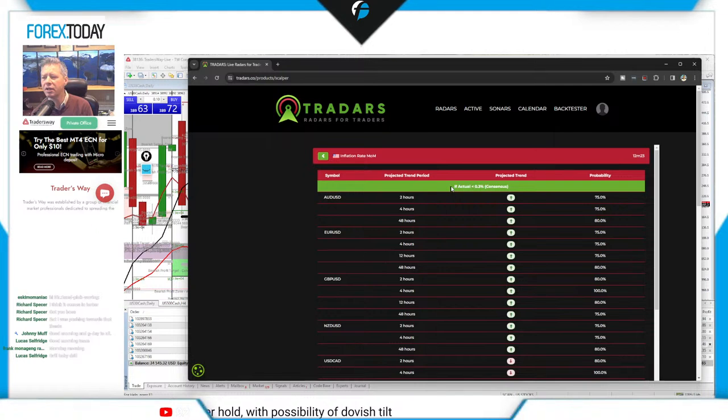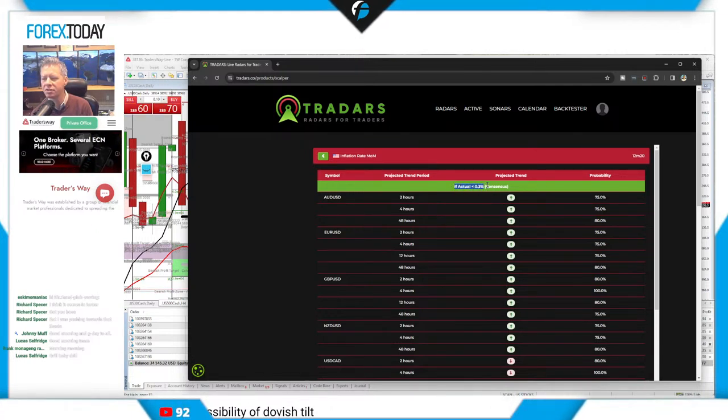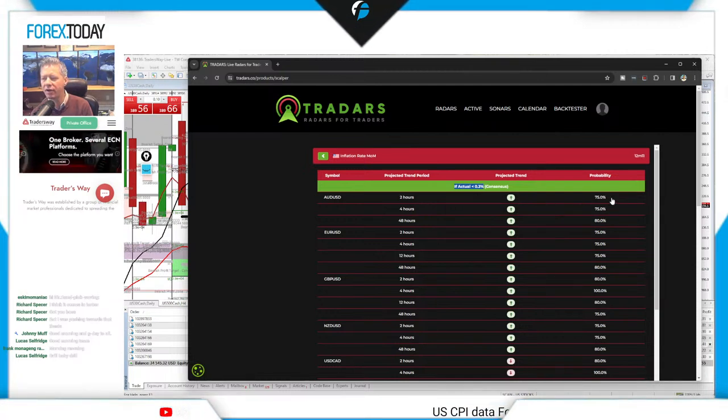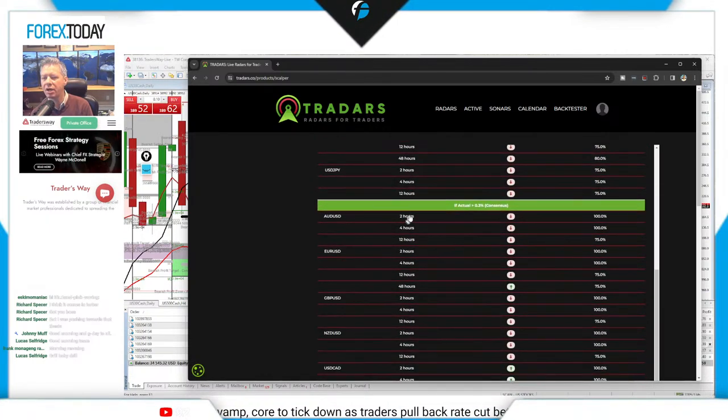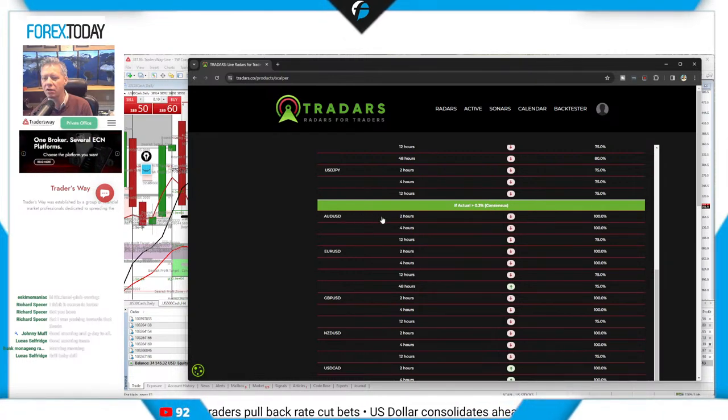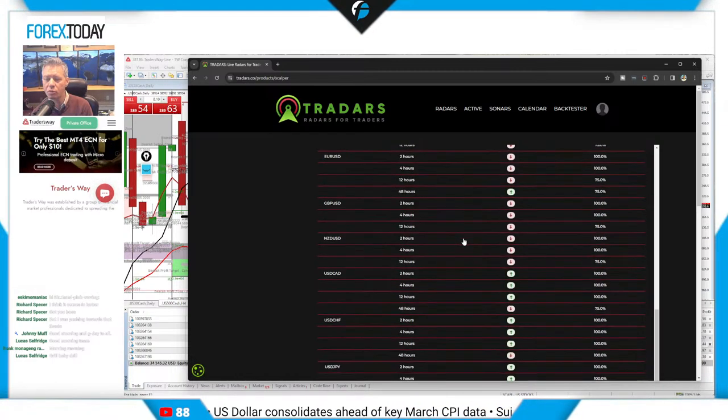The next thing is, if the actual is less, and this is the month over month, if inflation falls, in the next 2 hours, there's a 75% chance Aussie dollar goes up. Now, how does it figure out the chance? It's not actually a chance. It's what it did in the past when CPI came out less than expected. If it comes out greater than expected, there's a 100% chance Aussie dollar falls in the first 2 hours. Holy smokes. Wouldn't you like to know this?